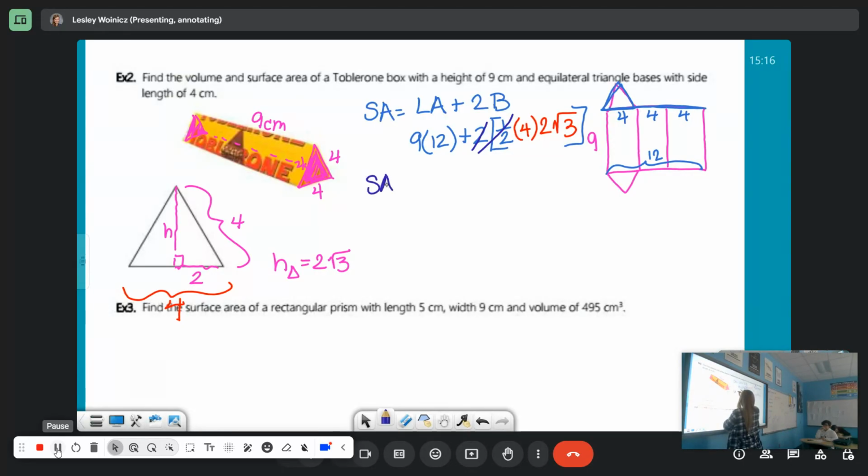So our surface area ends up being 108. Is that what I heard you say? Okay, plus 8 root 3. These are centimeters squared. Can we round it to the nearest hundredth, just to practice that?